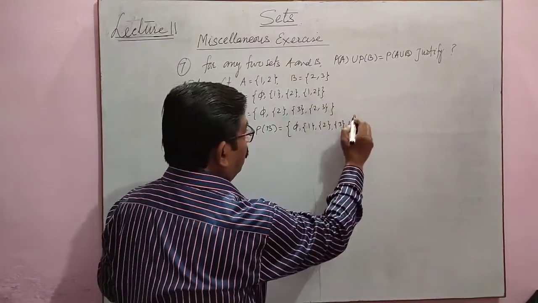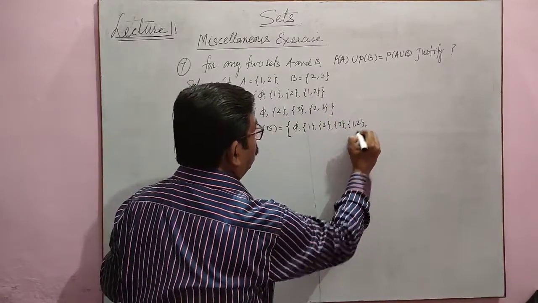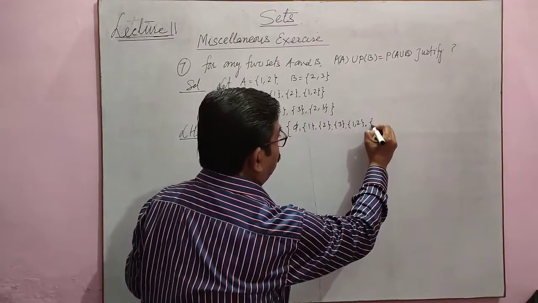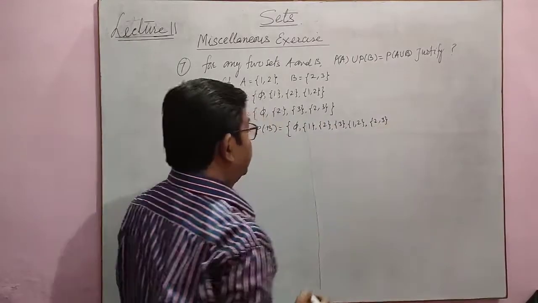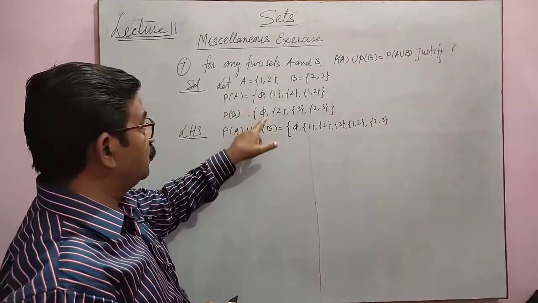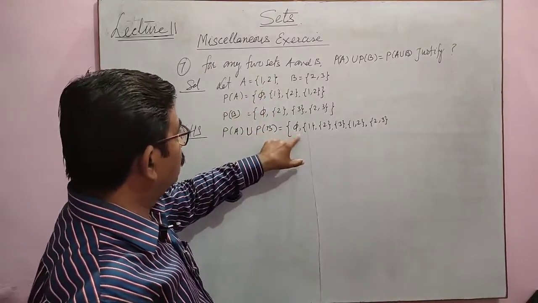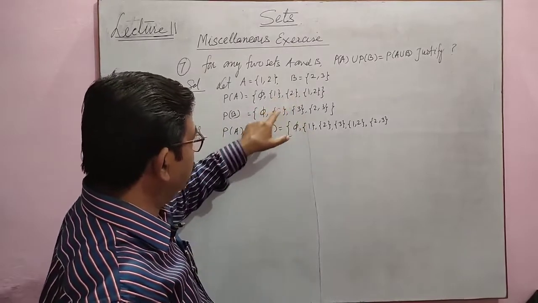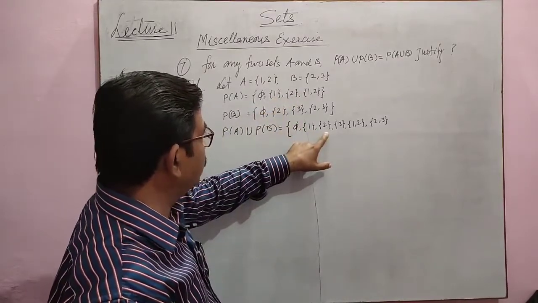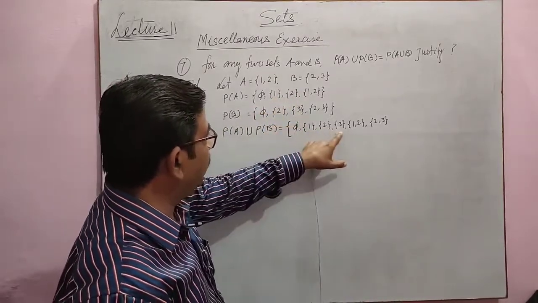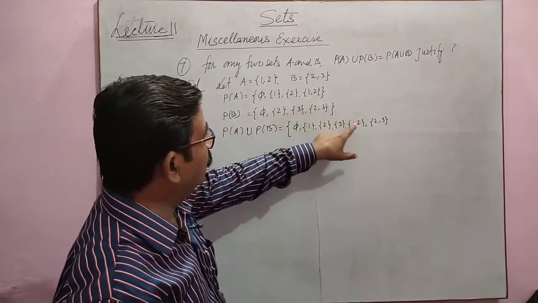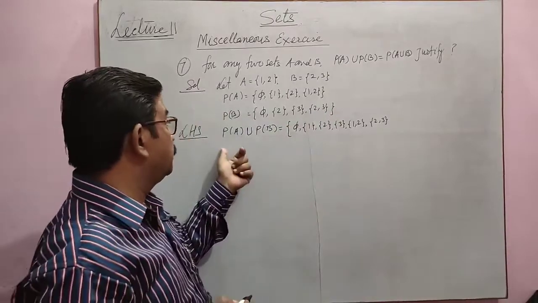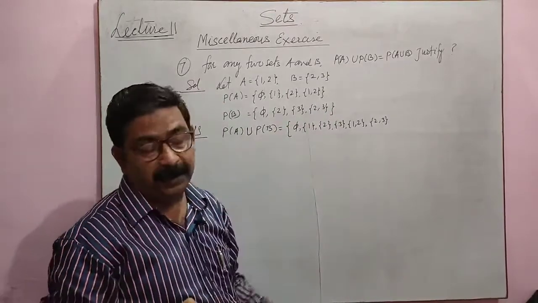1, 2 is new one, so 1 comma 2. We have 2 comma 3 is new one, 2 comma 3. Check it. 5 is common in both, so 5 I have taken once. 1 is here, 2 is common, so I have taken 2 once. 3 is new here, I have taken 3. Then 1, 2 is new one and 2, 3 is new one. So this is PA union PB.